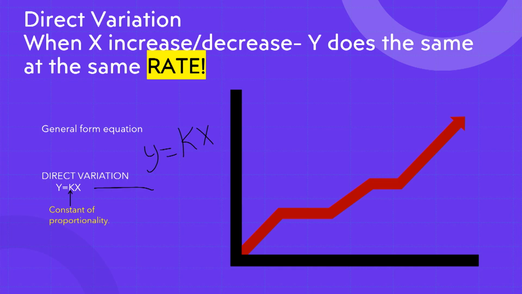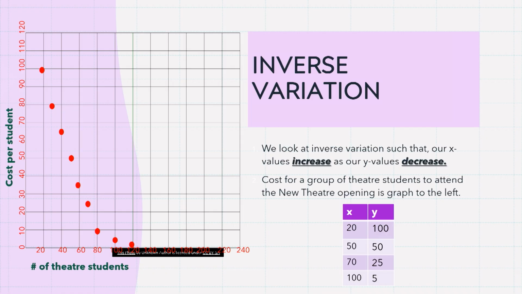And we can see here, as my x increases, so does my y. As my x stays the same, so does my y. As my x increases, so does my y. So we have a great example of that direct variation. Now the next variation that we look at is inverse variation. We look at inverse variation such that our x values increase as our y values decrease.